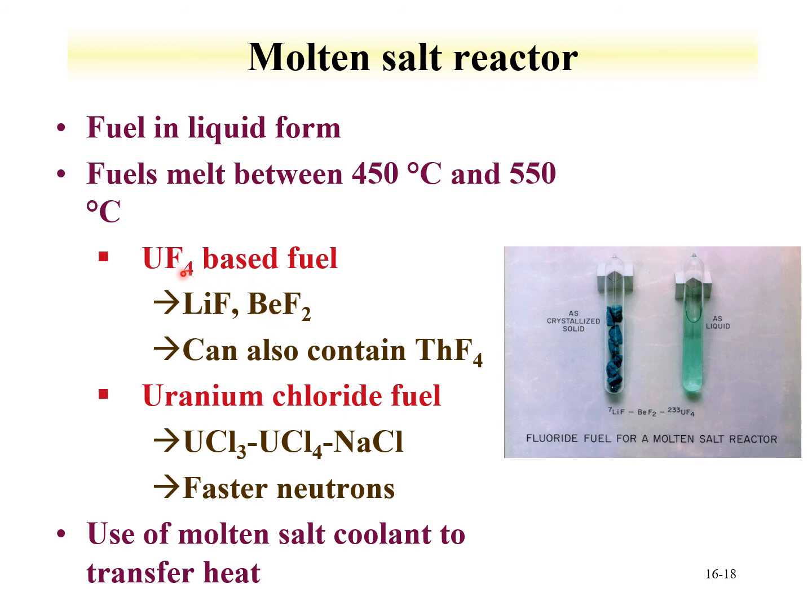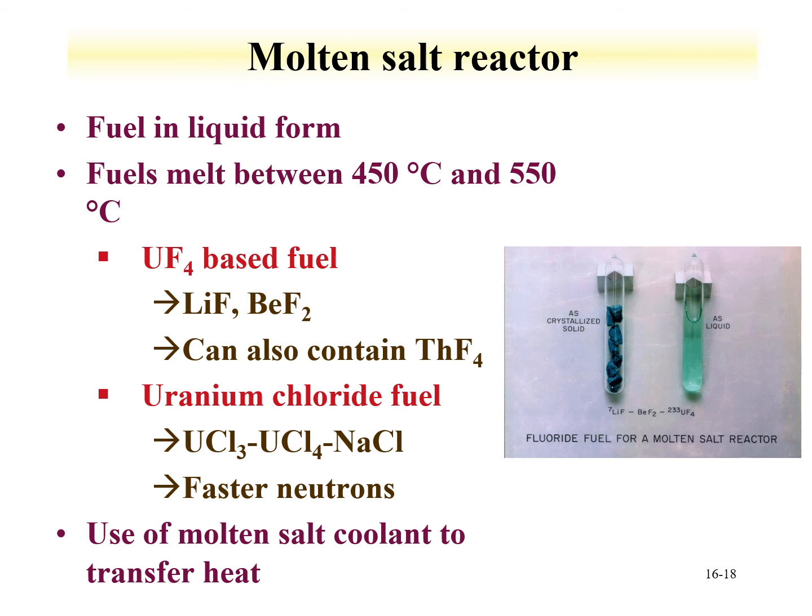In addition to uranium fluorides, one can also add thorium fluoride to this system to breed in uranium-233. Uranium chlorides can also be used as fuels. These could be trichlorides with sodium chlorides, uranium tetrachloride with sodium chloride, or even a mixture of the tetrachloride, the trichloride, and sodium chloride. There are two primary differences between the uranium fluoride and uranium chloride systems.